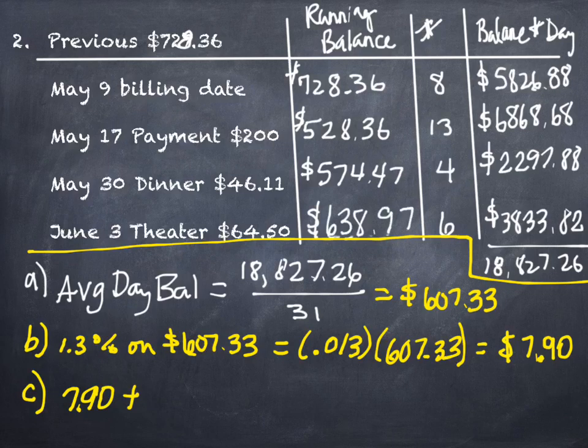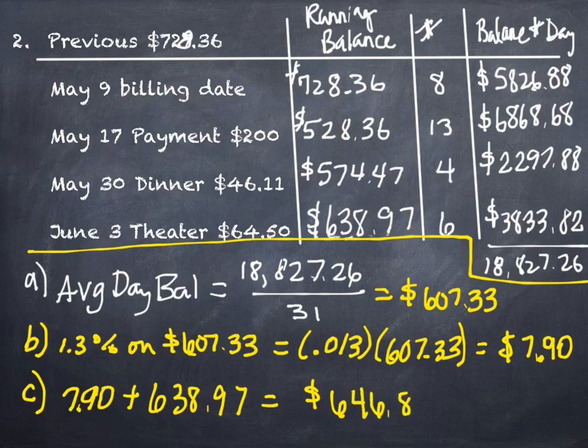All right. So we're going to add that 7.90 to the running balance, which was 638.97. Because that was the last amount we owed. Remember that 607 is actually an average amount. I didn't ever actually really owe an exact 607. That was an average. Okay. So, but I can take my running balance, which was the 638, add the 7.90, and what's my new balance for next month? $646.80. All right. Make sense?